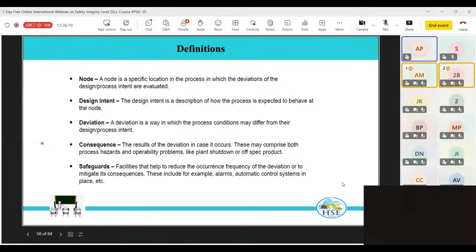Next slide. So these are some of the important things which must be defined. These are typical terminology used in a HAZOP session: node, design intent, deviation, consequence, safeguard. Okay, let us define all of this. A node is a specific location in the process at which the deviations of the design process intent are evaluated. That means it is a segmented area.